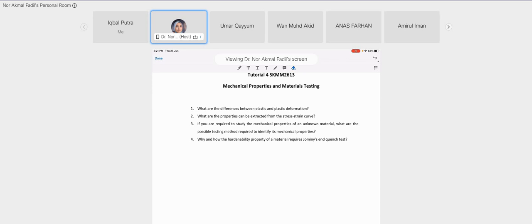Okay, but the concept when we talk about mechanical properties and material testing is basically we need to understand the behavior for metal, and of course it can also be applied for non-metal. But let's focus on the metal. When we talk about properties, there are two very fundamental ones, which is the behavior of metal during the deformation. So what is it? Elastic and plastic deformation.